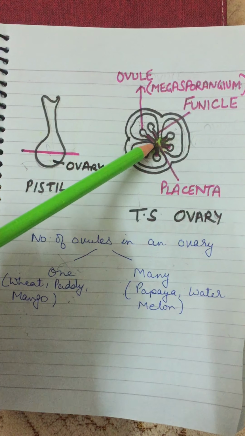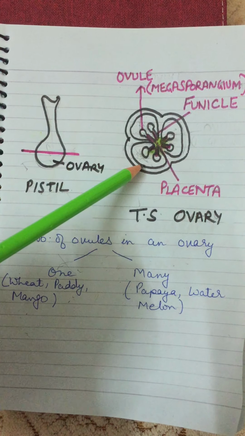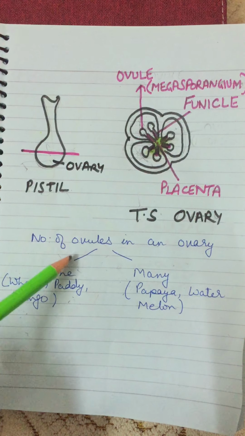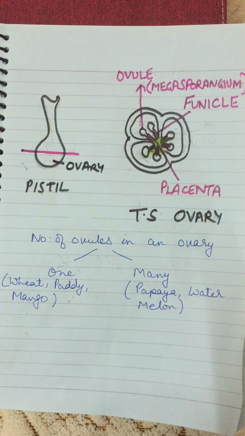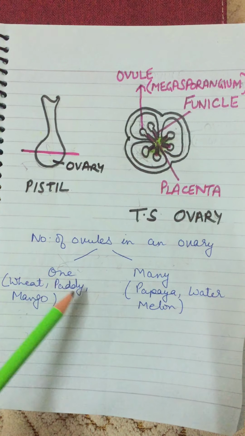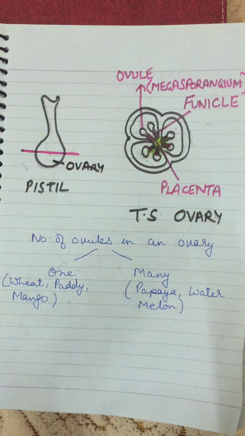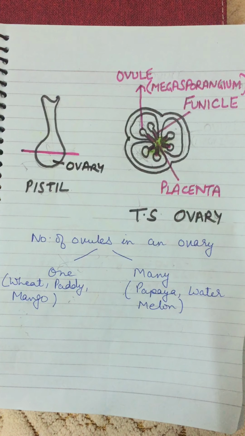Ovules are attached to a special tissue called placenta. Ovules are attached to the placenta through a stalk called funicle. In an ovary, the number of ovules may vary in different plant species. In wheat, paddy and mango, there is only one ovule in each ovary. In papaya, watermelon, etc., there are many ovules in an ovary.